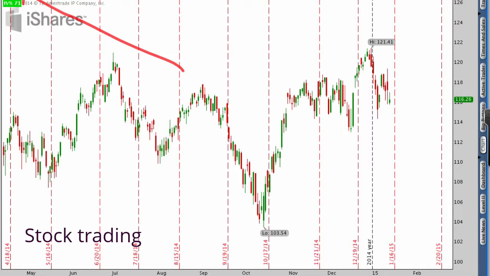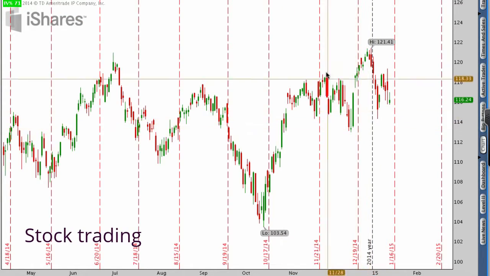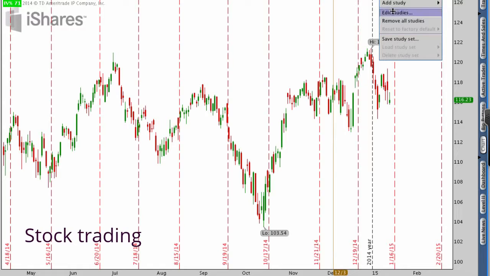So the first thing that we're going to do is start with this base chart. Today we're just looking at IWM, one of the major market index ETFs. You can see we've got pretty much nothing on this chart that gives us an idea of where the stock may or may not go. We can draw lines and all that, but no real technical indicators. So what I want to do first is go up to where it says studies, and edit studies.